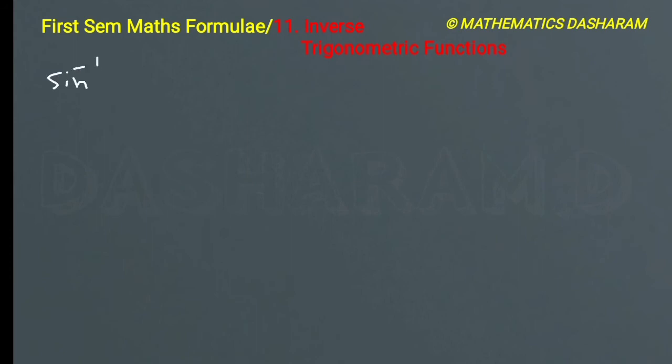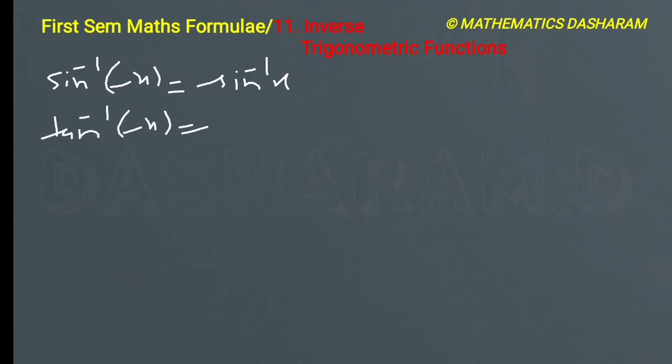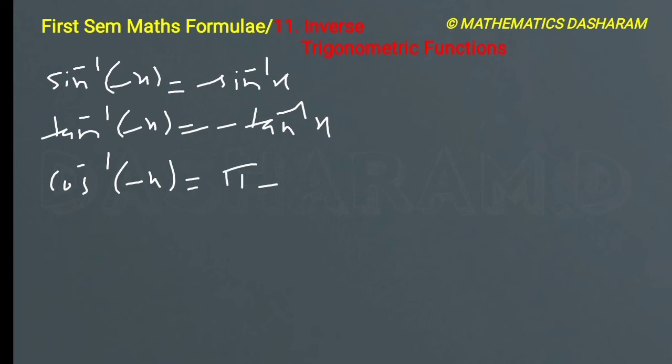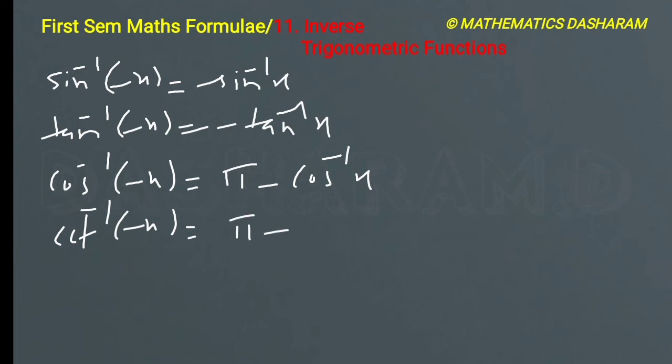Sin inverse of minus x equals minus sin inverse x. Next, tan inverse of minus x equals minus tan inverse x. Next, cos inverse of minus x equals pi minus cos inverse x. Next, cot inverse of minus x equals pi minus cot inverse x.